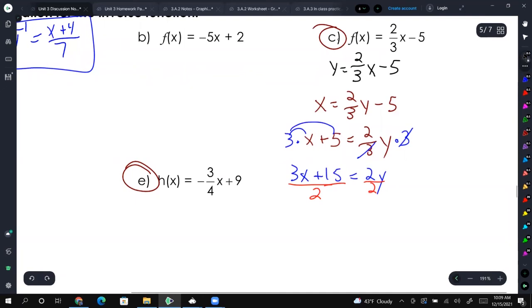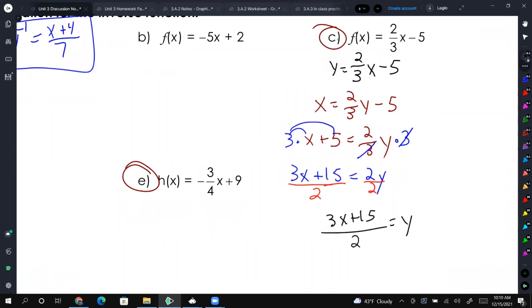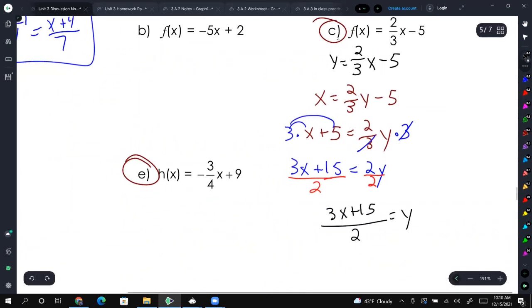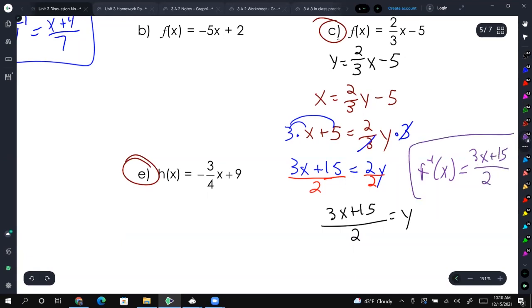And that will leave me with (3x plus 15) over 2 equals y. And now that I have y by itself, I can rewrite this in inverse notation. So the inverse of x equals (3x plus 15) over 2. And that would be my inverse.